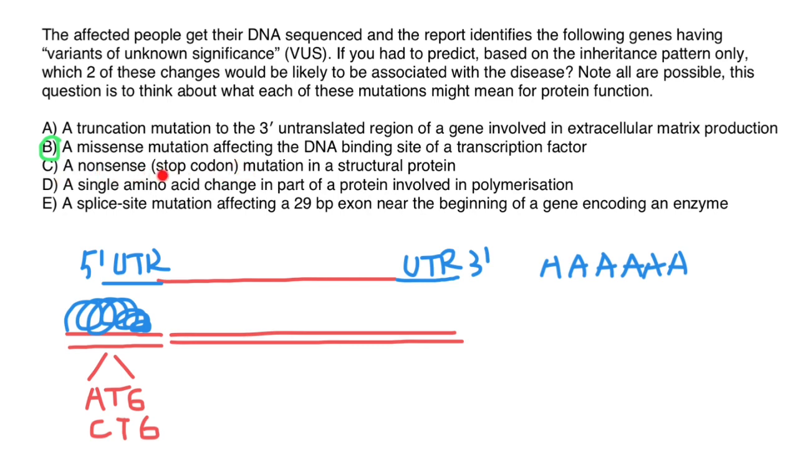A nonsense stop codon mutation in a structural protein. Take a look. For example, normally we have the stop codon, let's say somewhere here, but what is going to happen if the stop codon happens somewhere here? In this case, we are going to get a small protein, which is not going to be functional. So this is going to be a loss of function mutation. So this is not our choice, because this is usually a recessive mutation and not dominant.